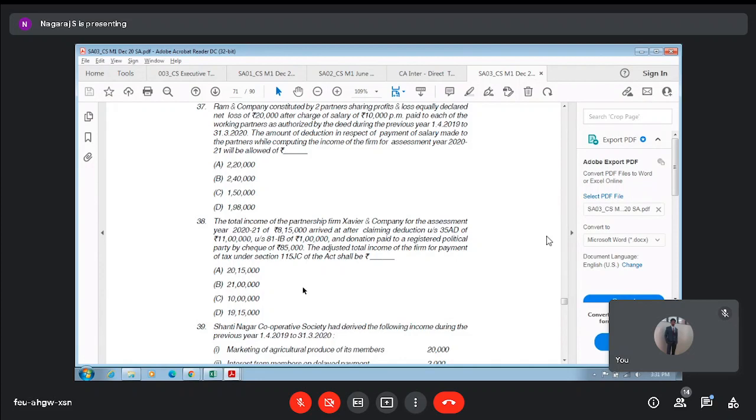Is it 20 lakhs 15,000, or is it 20 lakh 15,000 plus 85,000, 21 lakhs, or is it 20 lakhs 15,000 minus 85,000, or 21 lakhs? Or is it 8 lakh 15,000 minus 85,000 plus 12 lakhs? What is the amount?